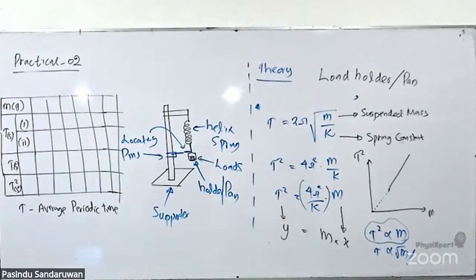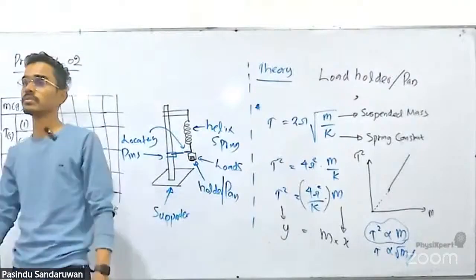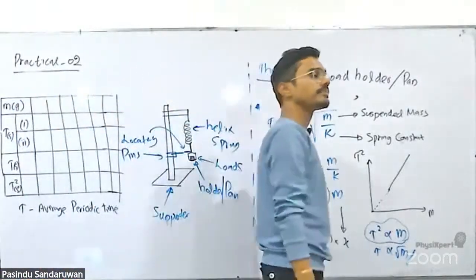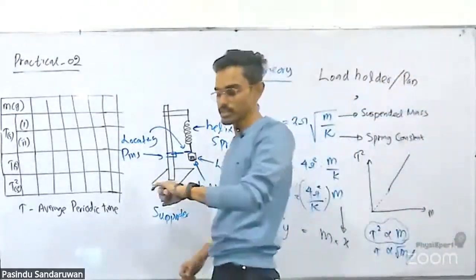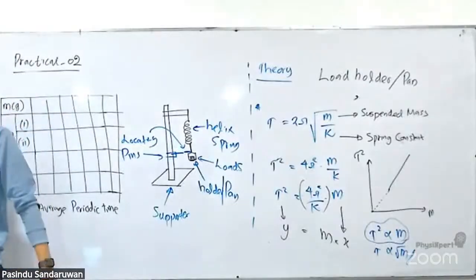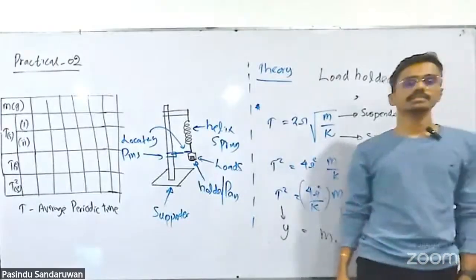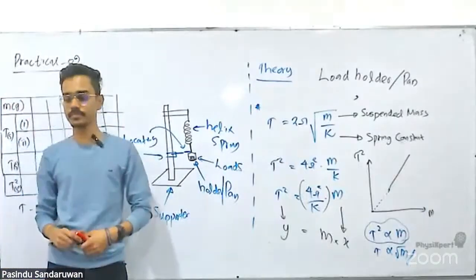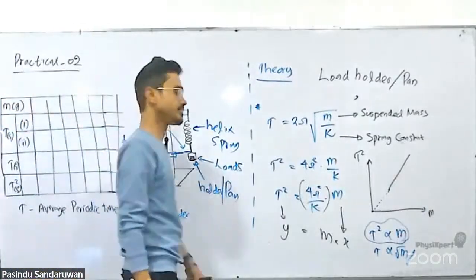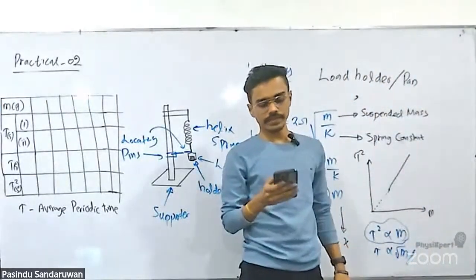And check the shape of the graph and verify the relationship as mentioned under theory.